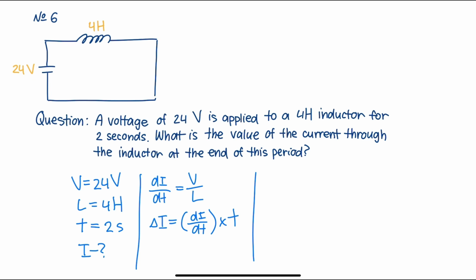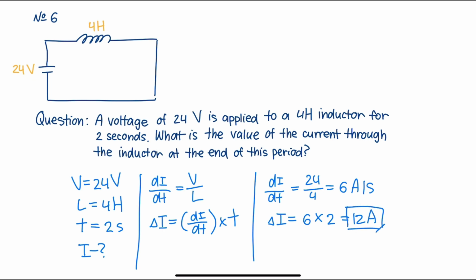If we apply the formula, di over dt is going to be 24 over 4, which is 6 amperes per second. And for I, we're going to put 6 times 2, which is 12 amperes, which is our final answer.